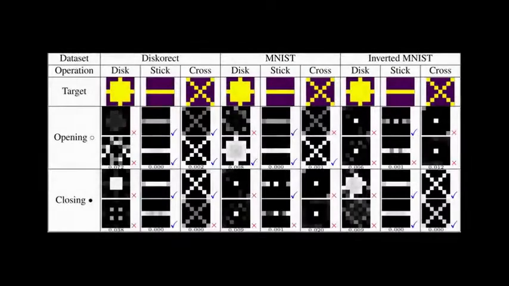For the opening and closing, we managed to learn the cross and the stick from most datasets. However, the disk remains hard to learn. Opening and closing are dual operations, which means they are closely related. Ideally, we would like the training of these two operations to be the same. However, this is not the case in practice.